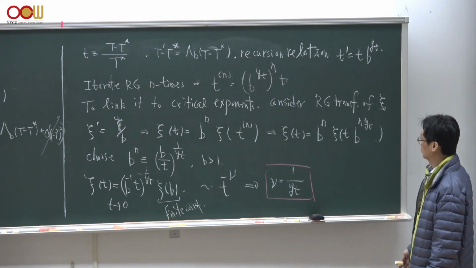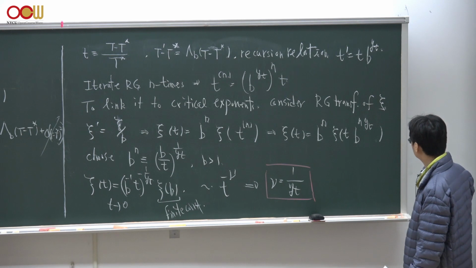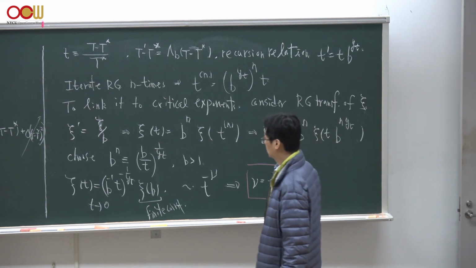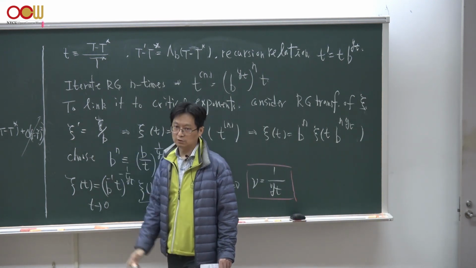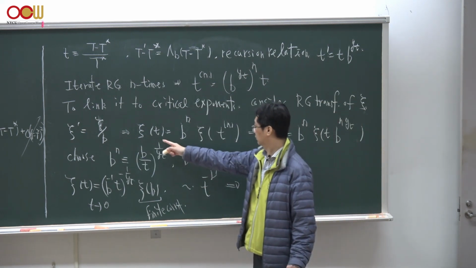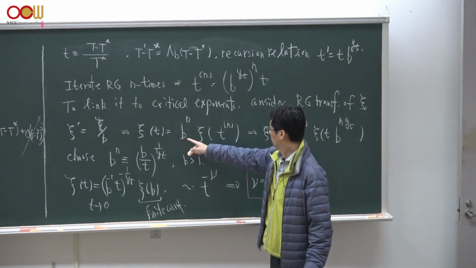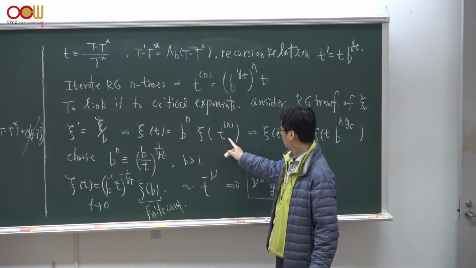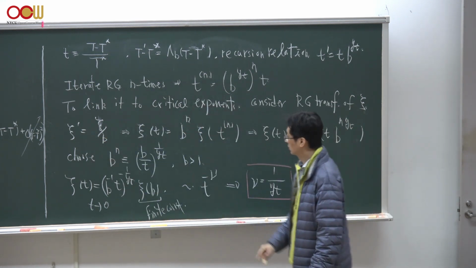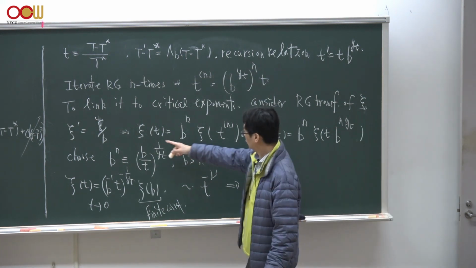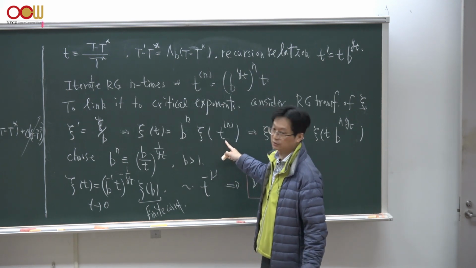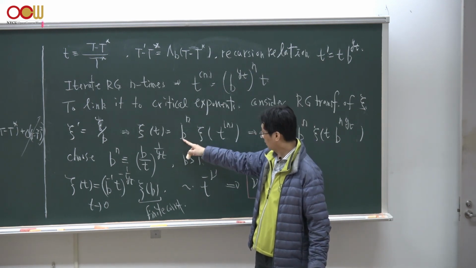To link this to the critical exponents, we consider the RG transformation of the correlation length, which we analyzed earlier. Xi prime, the transformed correlation length, is xi divided by b. Remember that. So we know that xi of t after n iterations is equal to b to the power of n times xi at that nth iteration. Following the one-step RG, suppose we performed n RG steps. Then the original correlation length as a function of little t becomes the renormalized correlation length multiplied by the factor b to the power of n.